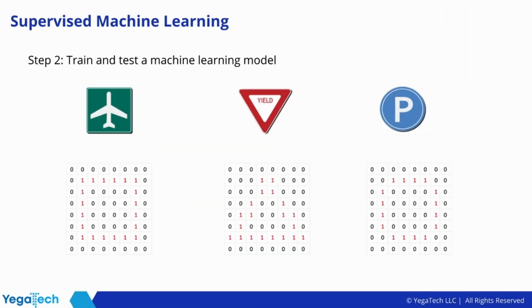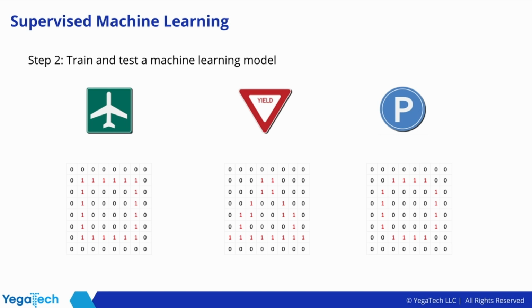In the second step, you need to train and test the machine learning model. In this step, you feed the labeled dataset you created into an algorithm to learn the relationship between the inputs and outputs. While you're training the model with the labeled dataset, you need to test the model and update it until it can accurately predict the expected outputs.